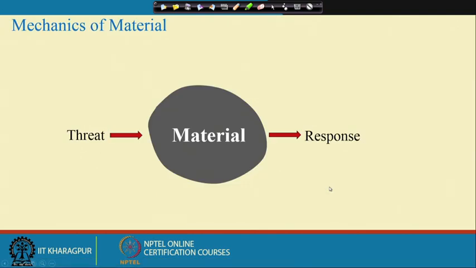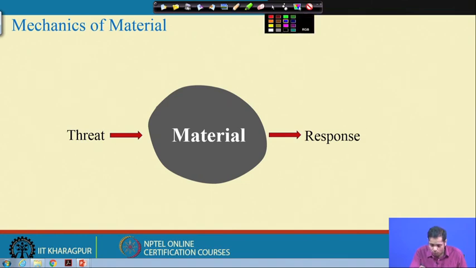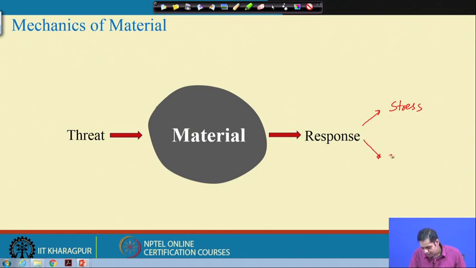So again we come to the mechanics of materials, which is essentially understanding the response of material. Now, this response has two parts. One is stress, one is strain, right? And then we will now understand what stress is and what strain is, and how they are defined and how they are measured.